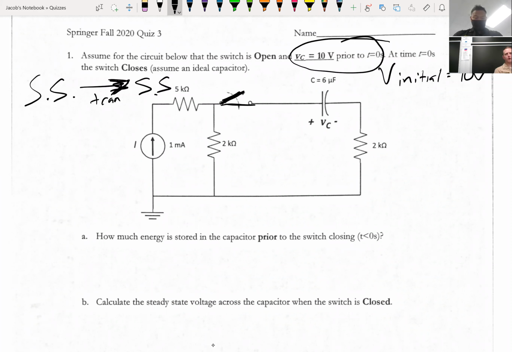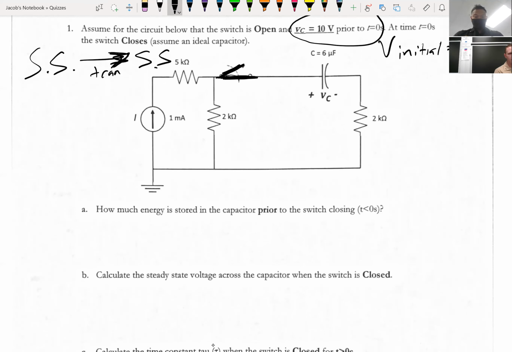I don't even have to solve for it. So then at time equals 0, the switch closes, right? And now it's a part of the circuit. And then we'll analyze that in a second. Let's see what's being asked for first.